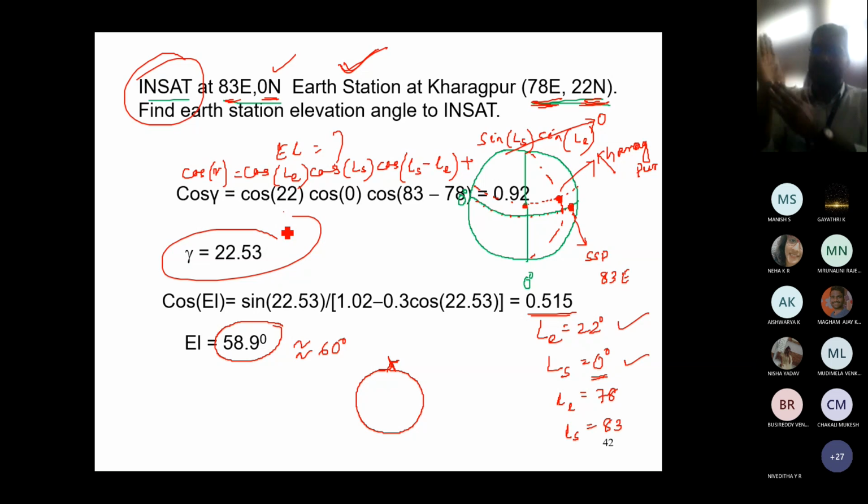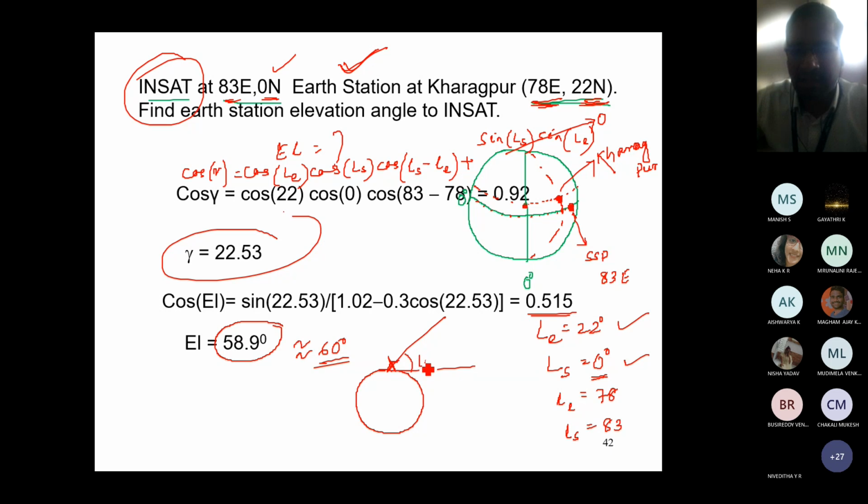Then the question comes, how much tilt we should give: whether it will face completely horizontally south, or downward south, or how much angle we will make. That angle is approximately 60 degrees. So the elevation angle is calculated like this. This angle is the elevation angle. So when you install a DTH antenna, you make sure that the parabolic plate makes an angle of approximately 60 degrees.